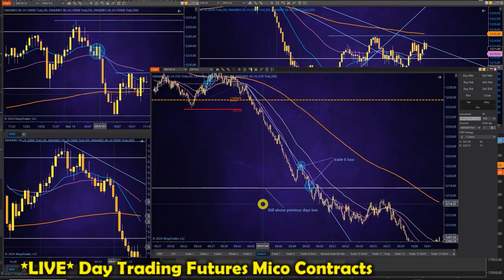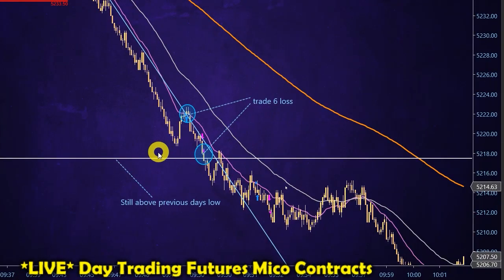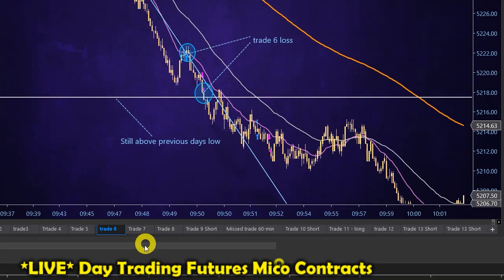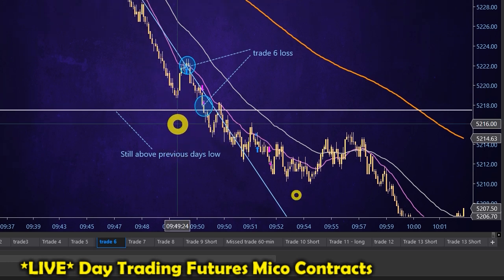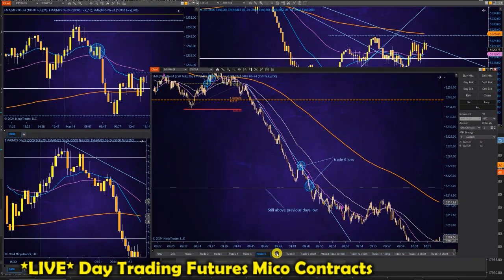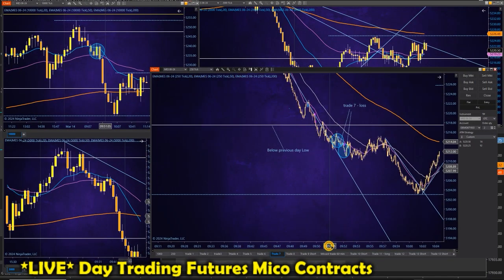That is so true. A lot of times we think, oh, that's an area where support is at, but really that's an area where people have their sell stops. They're going to sell right here because price breaks below it, and price goes back down there and takes those stops. Bad trade, bad trade. Trade 7 again.